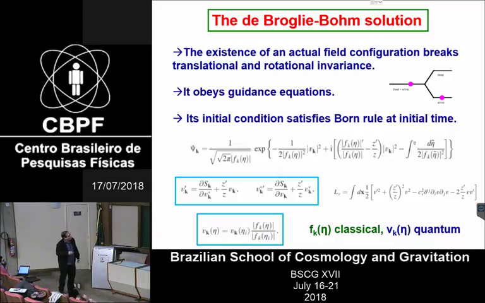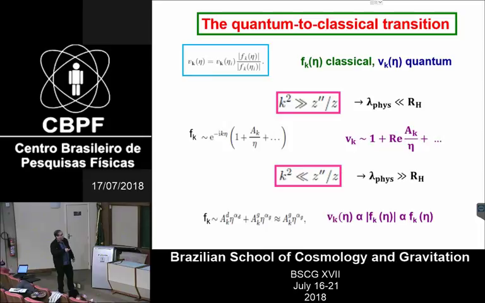And taking this action, this phase, and these equations here, we can really integrate. And you can see that V, the quantum evolution of the perturbation, is related to this F that I wrote before in this way. Note that F satisfies the classical equation, so F is the classical perturbation, and V is the quantum one. So how do they become classical? This is the solution. F is the classical one, and V is the quantum one.